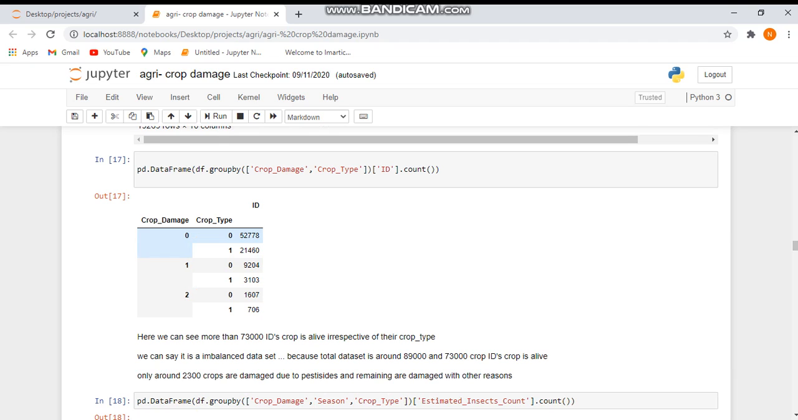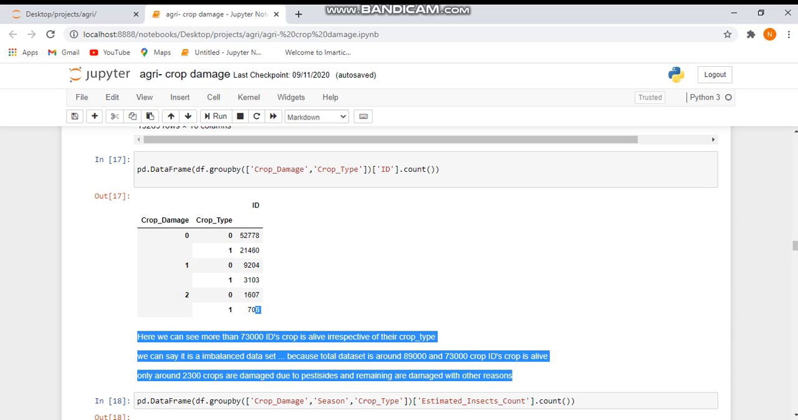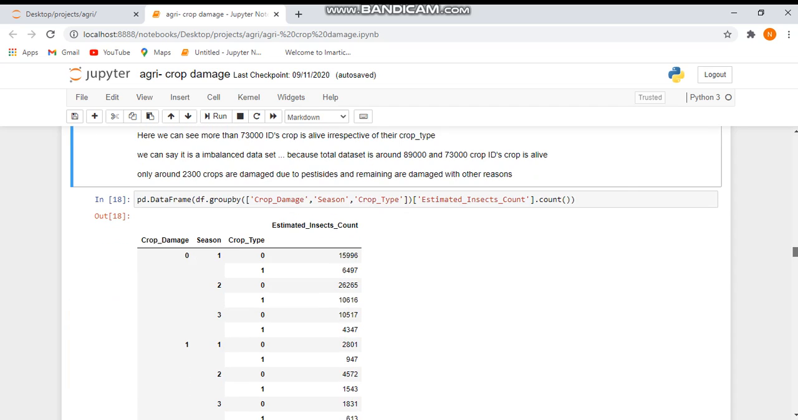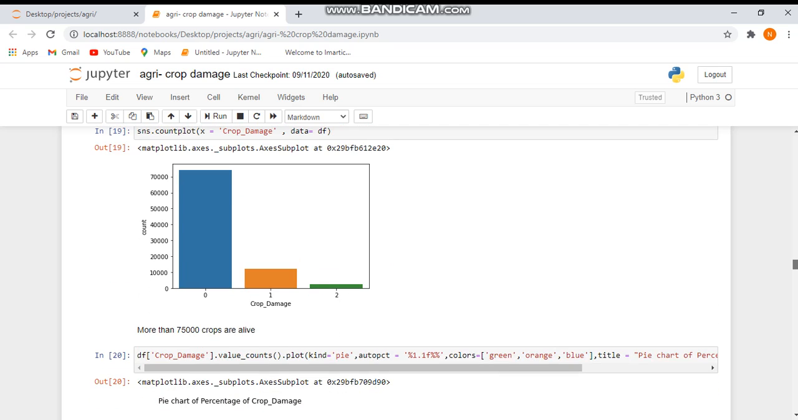Crop type 0 has nearly 52,000 rows, and crop type 1 has nearly 21,000. Crop damage due to pesticide is very low, only around 10% itself. Most of the data, about 89% of it, out of 89,000 around 72,000 crops are alive. So we can say directly that it is imbalanced data. So we try to balance it by using random oversampling.